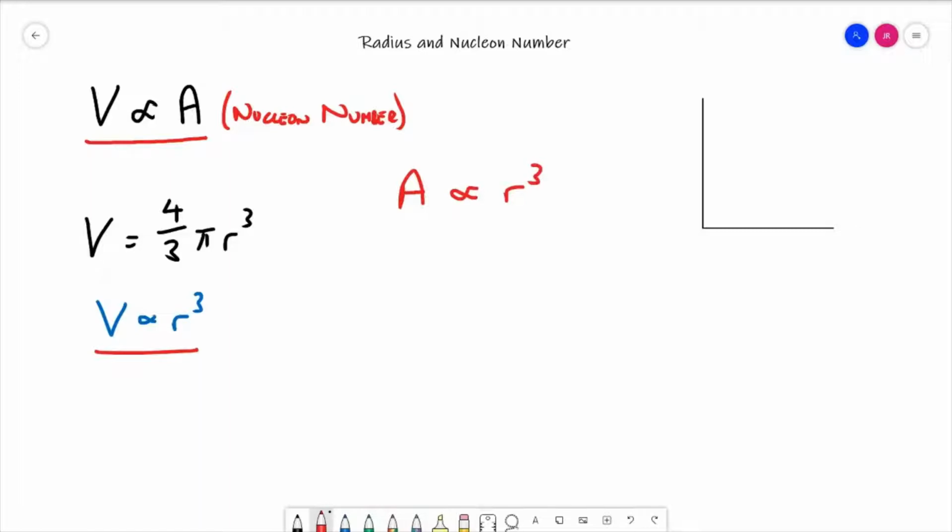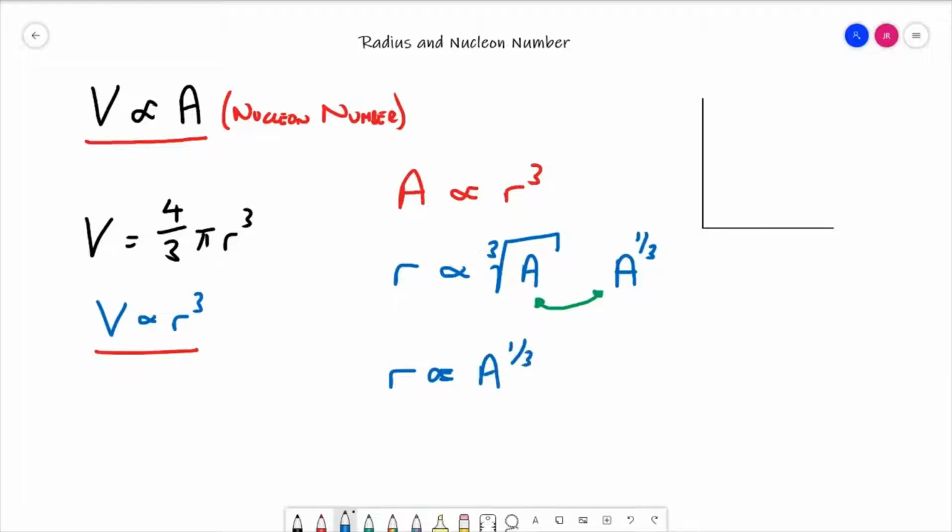If we now take that equation and take the cube root of each side, we see that the radius of a nucleus is proportional to the cube root of the nucleon number. A slightly neater physicsy way of writing cube root is by putting A to the power of a third, and those two terms are exactly the same, just a slightly different way of writing it. And therefore we have the equation R is proportional to A to the power of a third, the cube root of A.